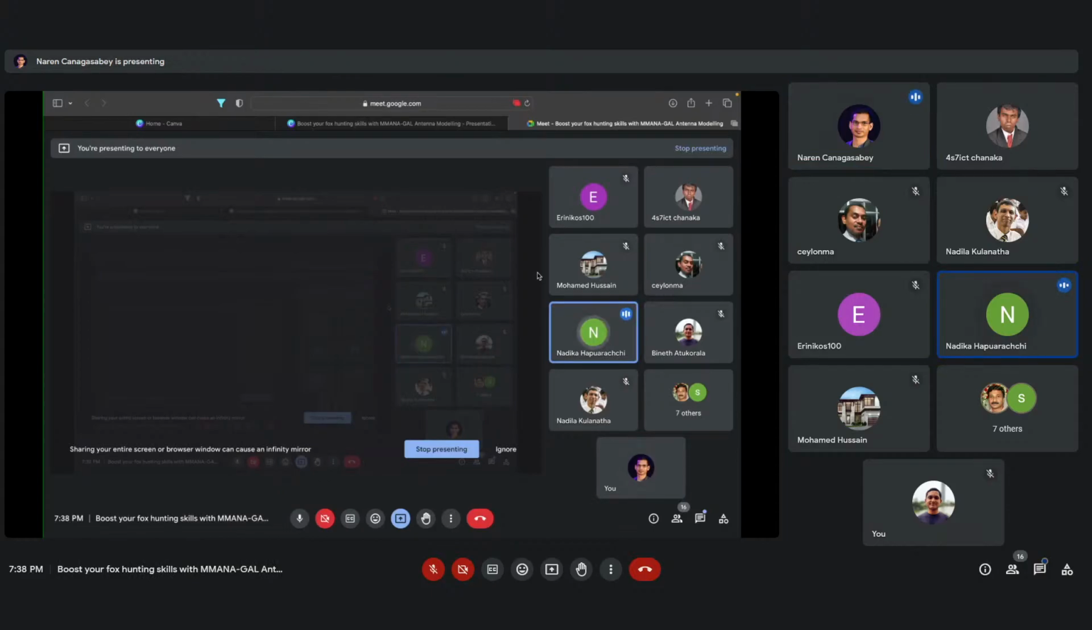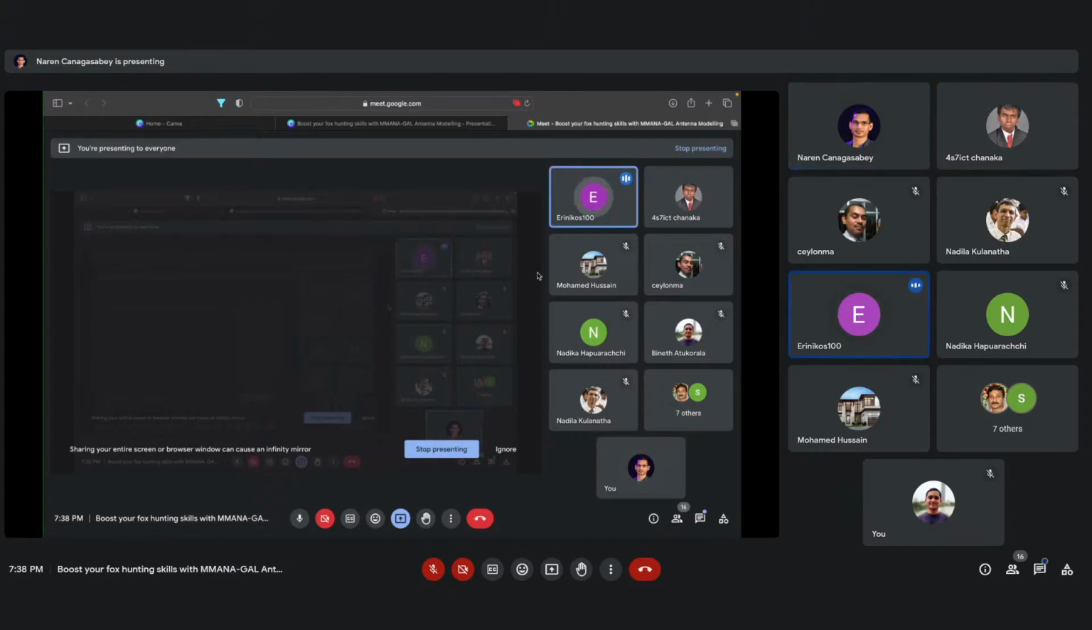Thanks. And what about the first question, Naren? On the solid element as opposed to a hollow element, Nadika, I will need to check on that because I doubt there will be any difference in the bandwidth, but I guess it will only add more weight to the antenna. So I need to check up on that. I'm not too sure on that.